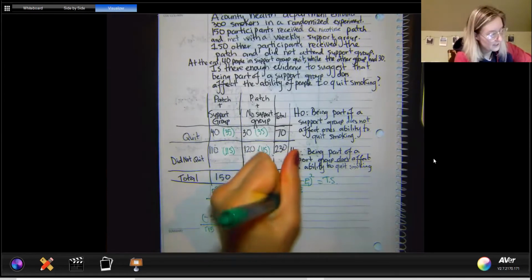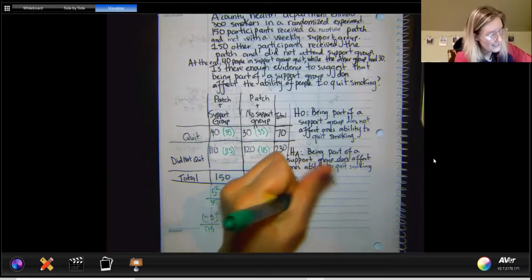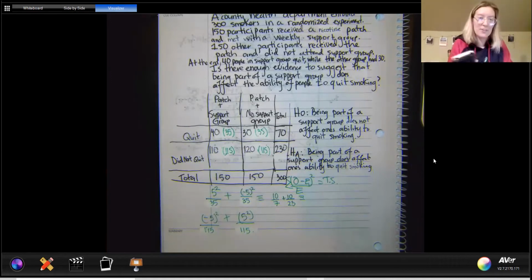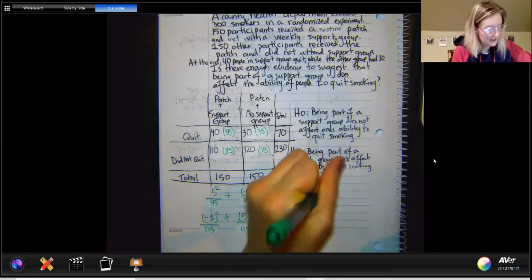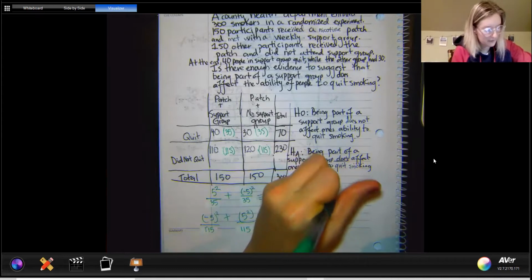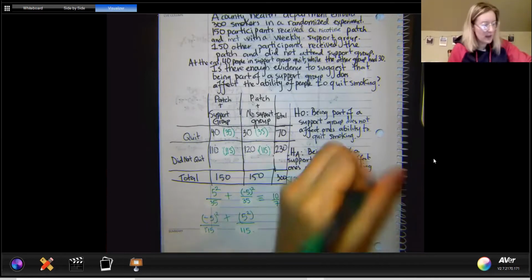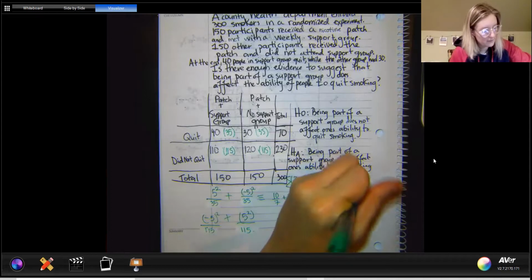So if I add this all together, my test statistic is the sum of all of those individual components. I have 10 divided by 7 plus 10 divided by 23, which gives me a test statistic of about 1.8634. Okay, so how do we talk about the degrees of freedom?